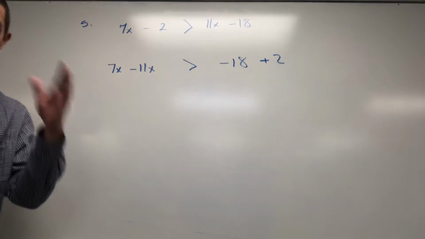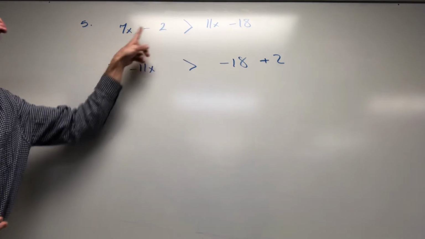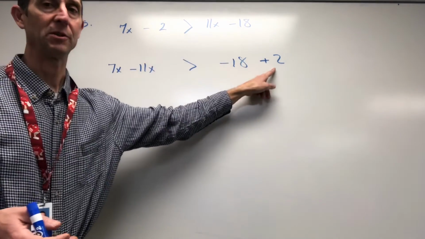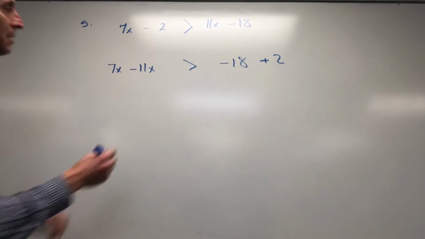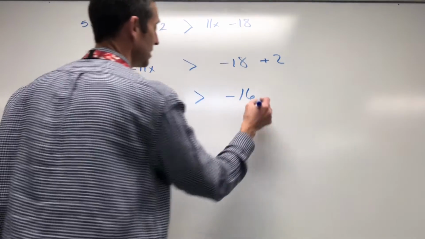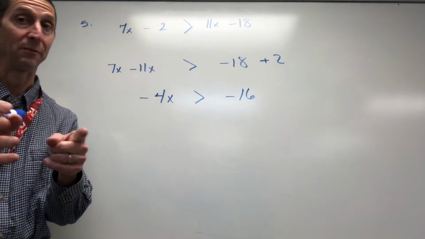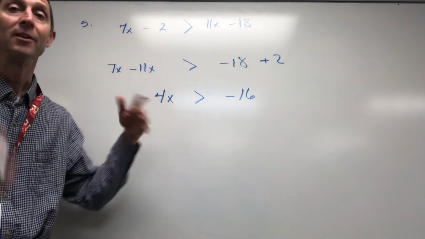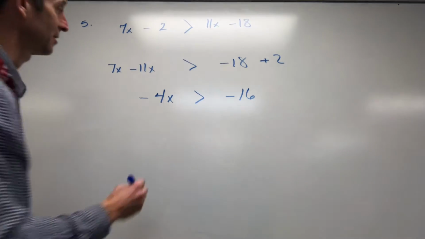So we are putting like terms together. The 11x was positive, over here it's negative. Negative 2 on this side, positive 2 on that side. You've got a negative 4x left here, a negative 16 there. For you to finish this problem, you're going to have to divide out the negative 4. So what happens when you divide by a negative? You got to flip that inequality sign.